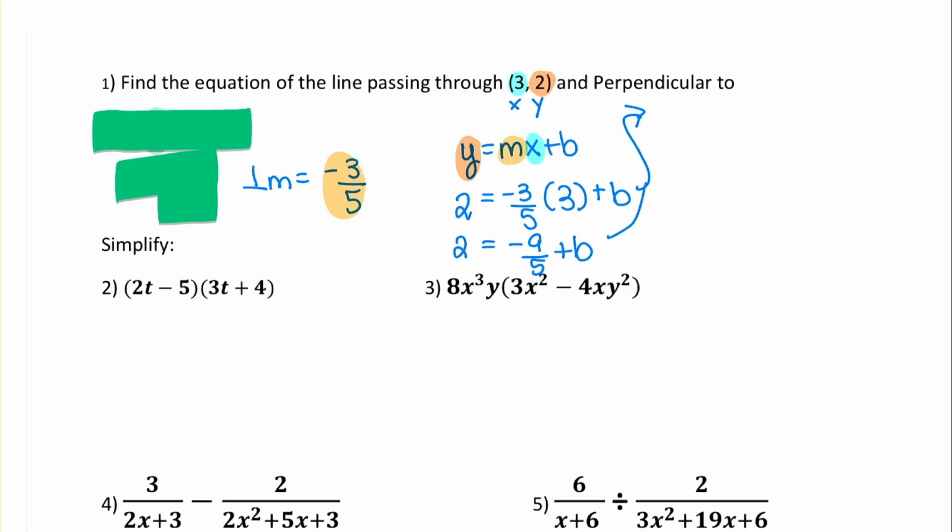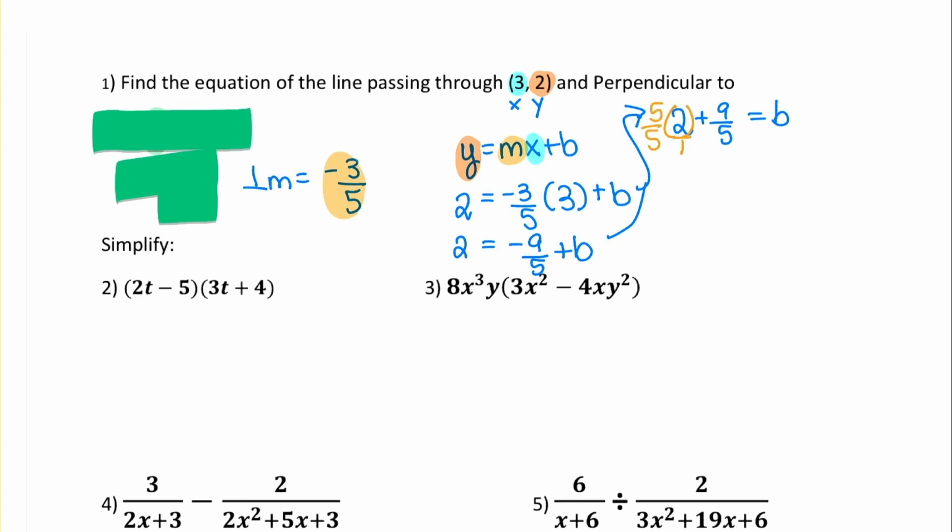And then we're going to add over the 9/5. So we're going to have 2 plus 9/5 equals b. In order to add these together, we have to get a common denominator. So we are going to multiply 2 by 5/5.